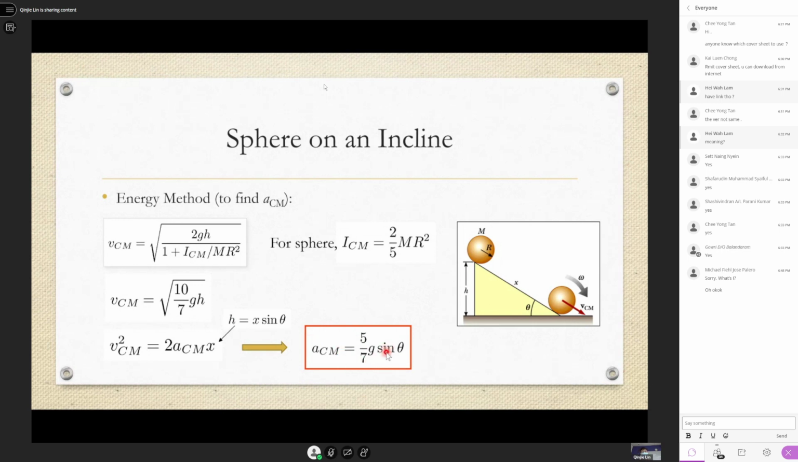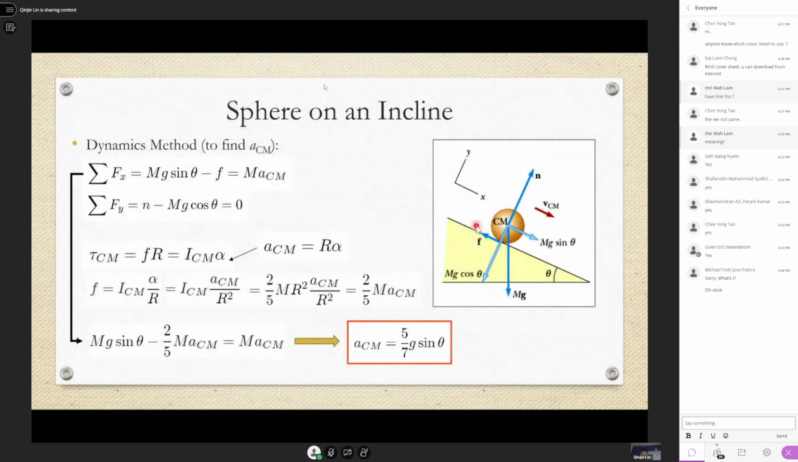So the acceleration ACM, that means at the bottom point, what is the acceleration of the CM? It has got nothing to do with the height. You realize? Only the angle will affect the acceleration. The height will not affect the acceleration. So that's one method. You can also use the dynamics method. So you see, different methods can achieve the same thing, but maybe with more effort.